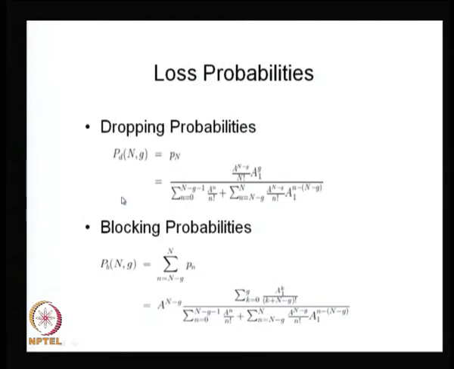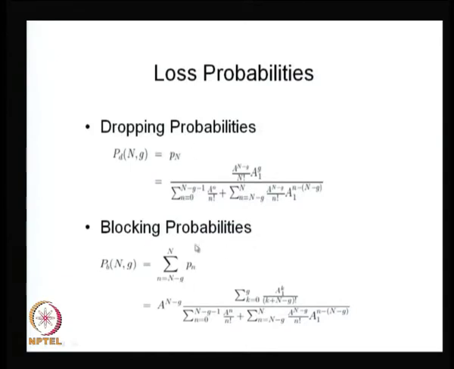Once you know the steady state probability, our interest is to get the dropping probability and blocking probability. Dropping probability is nothing but the handoff calls being dropped because the system is full. That means all N channels are busy. When the system size is capital N, the handoff calls are dropped. Therefore, the dropping probability is equal to the probability that N customers are in the system. Here capital N is the total number of channels, all busy. Therefore, p suffix N will be the dropping probability.